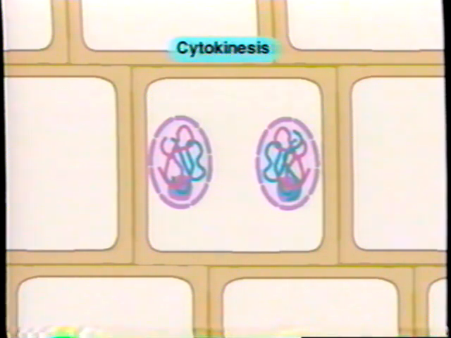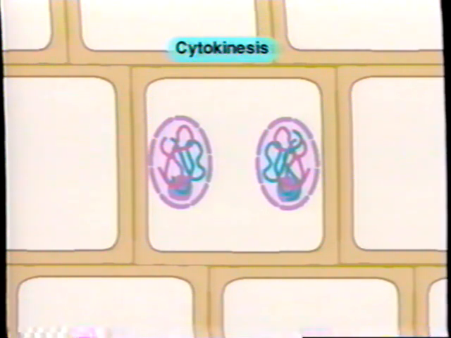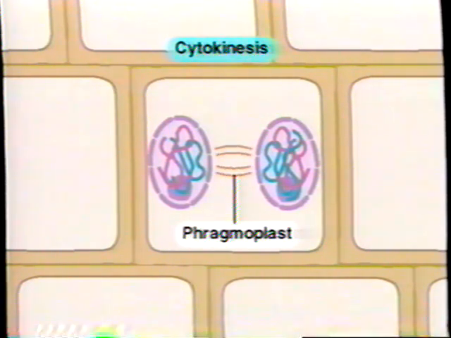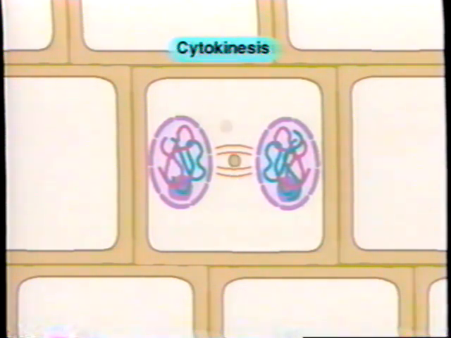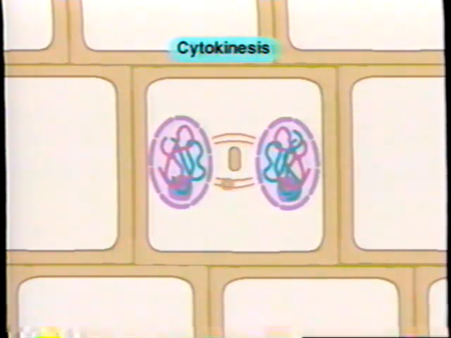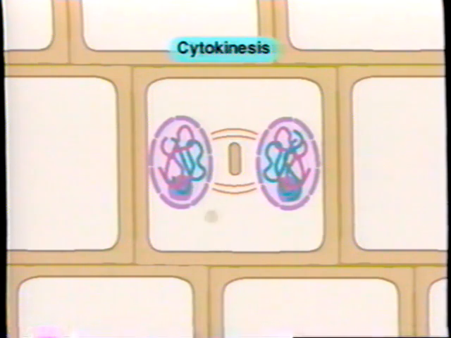Cytokinesis begins. This process divides the cytoplasm and results in the formation of 2 separate daughter cells. A system of fibrils, called the phragmoplast, appears between the 2 nuclei. The fibrils of the phragmoplast, like fibers of the spindle apparatus, are composed of microtubules. Small vesicles appear at the midline of the cell and fuse, forming the new cell wall or cell plate.